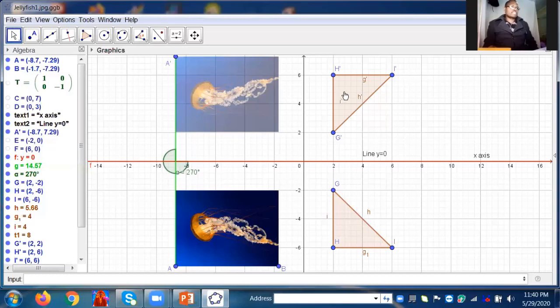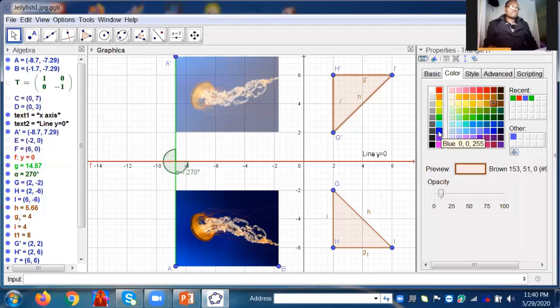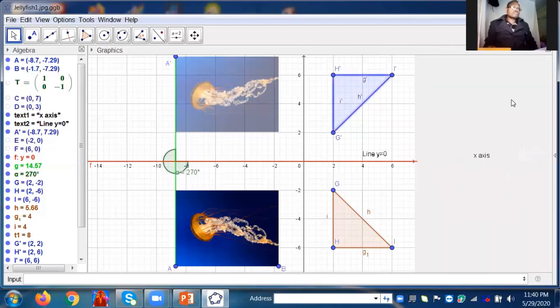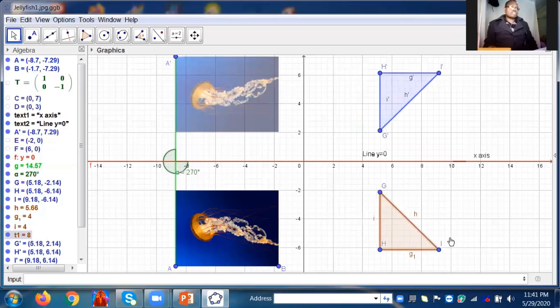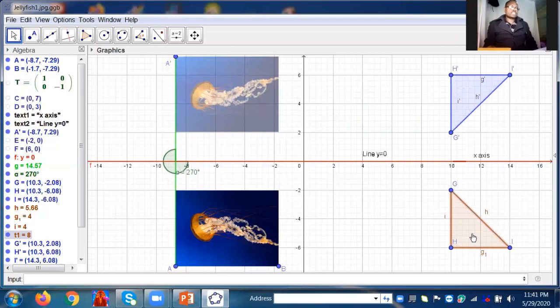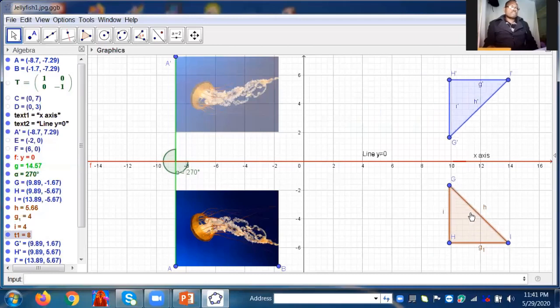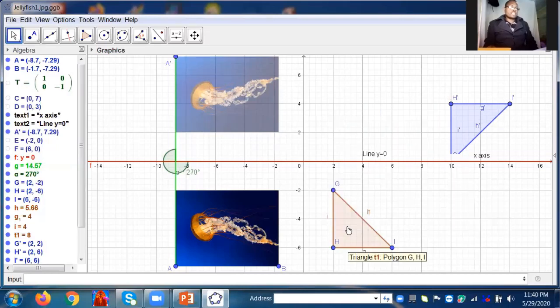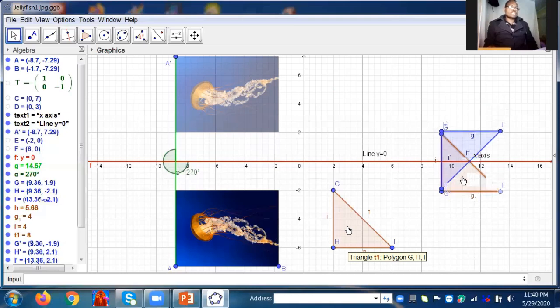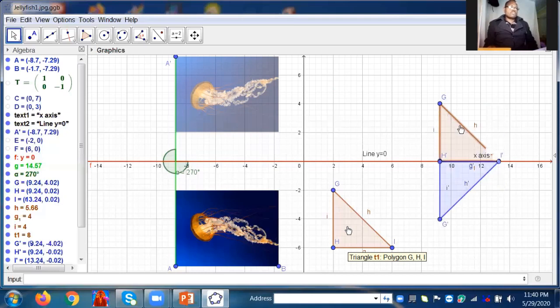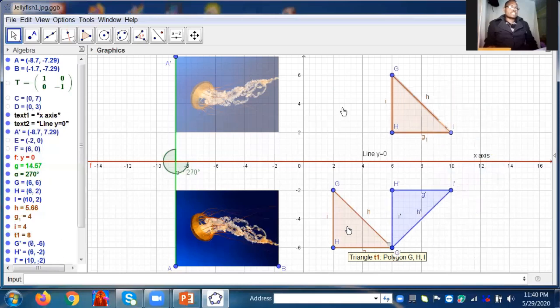We can change the color of the image. We can make it color blue. Then we can move the object to see how the image behaves. When we move the object to the right, the image also moves with the object to the right. We can move the object closer to the mirror line. The image also moves to the mirror line. We can even move the object to the other side, and the image will also move to the other side, and the distance is also maintained.